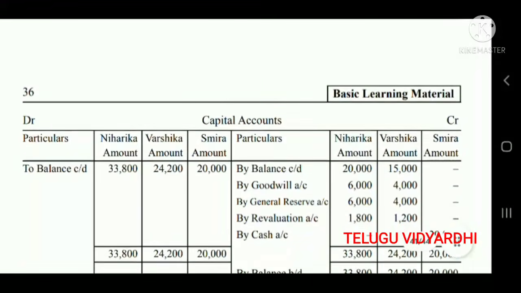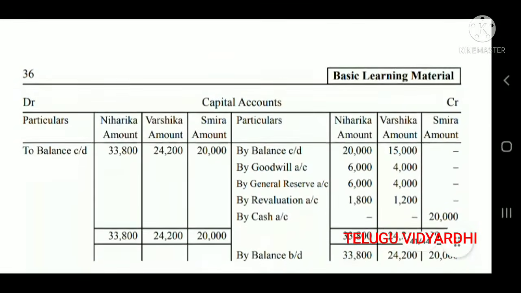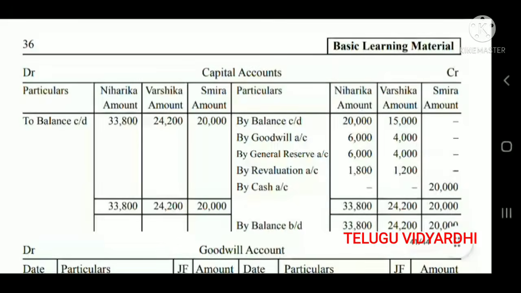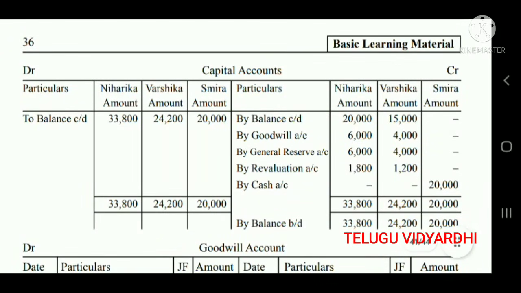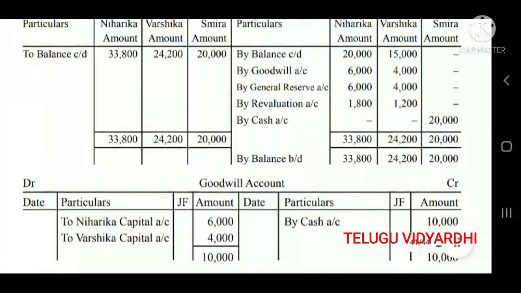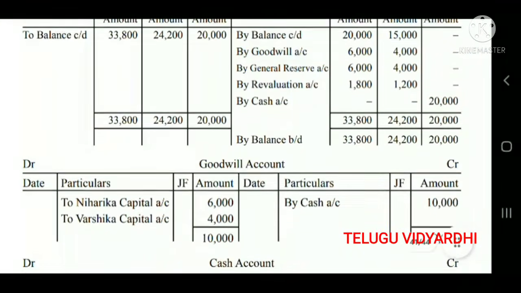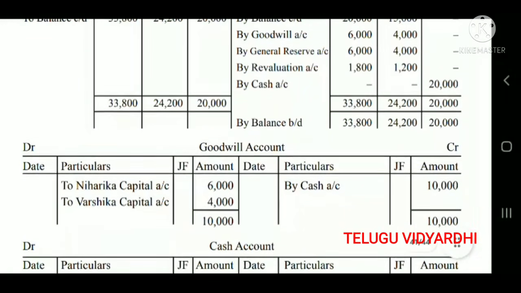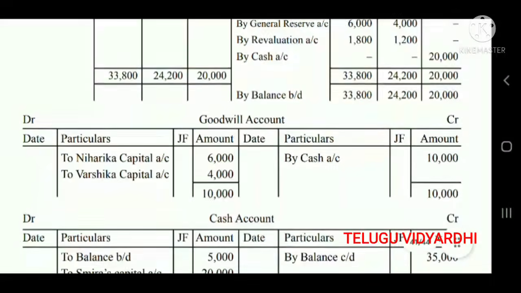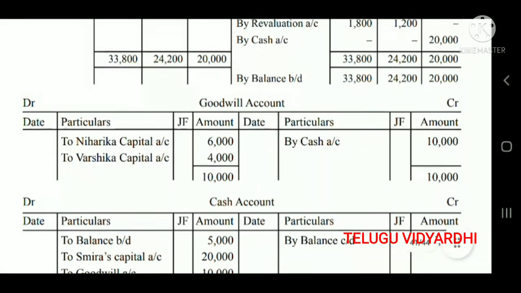Come to the capitals account. 3 partners, Niharika, Varshika, Simra, both debit and credit. First of all, you have to write balances. By balance, old partners 20,000 and 15,000. For the new partner, you have to write by cash as 20,000. Come to goodwill account, shared to both partners 6,000, 4,000. General reserve also 6,000, 4,000. Revaluation answer 1800 and 1200. So, credit side highest amount 33,800, 24,200, 20,000. So, it is the balance, by balance and to balance.